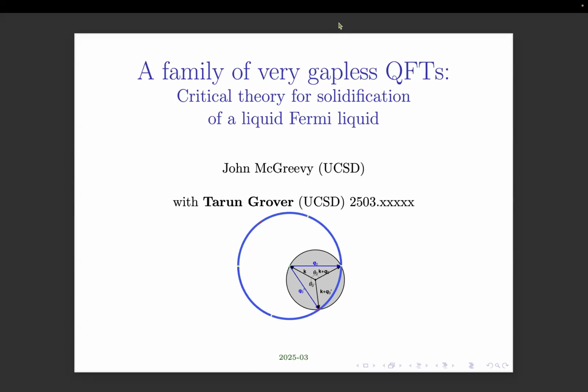What I mean by that is it's a field theory that has both a Fermi surface, meaning some locus in momentum space where there are gapless fermionic degrees of freedom, and a Bose surface, meaning some locus in momentum space where there are gapless bosonic degrees of freedom. So even more gapless than a Fermi liquid. And our goal is to understand a certain critical theory for a transition out of a Fermi liquid phase. It's based on work with my colleague Tarun Grover.